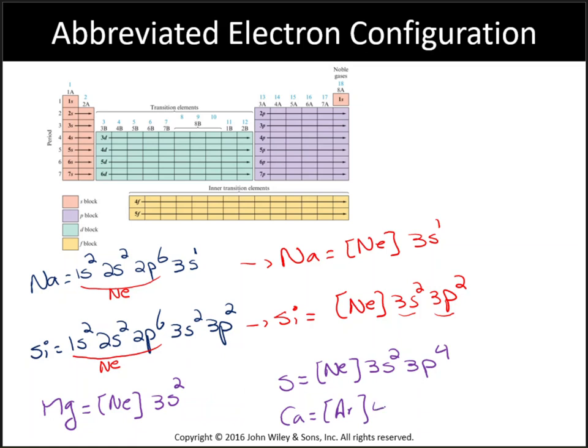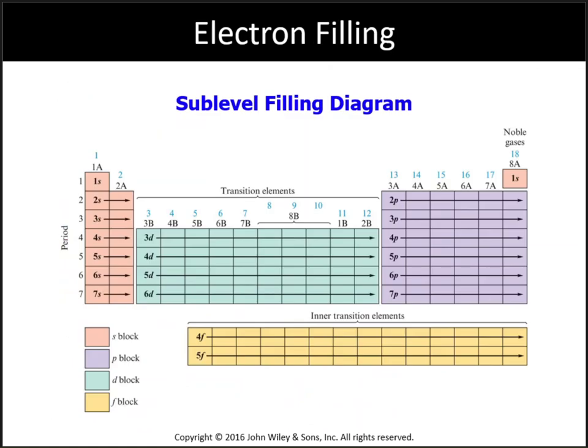Calcium is in period 4. It's an s block element and it's the second element of the s block elements. So let's look at the periodic table and electron filling one more time. We already talked about the first 18 elements, all the elements that included only s and p sublevels. But how about transition metals? How do we write the electron configuration for transition metals?